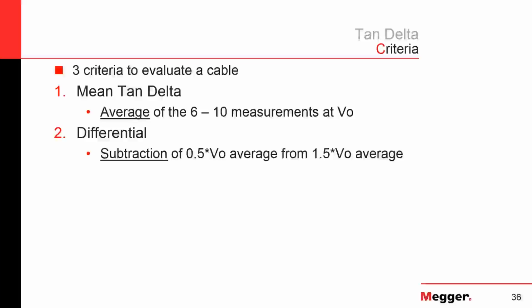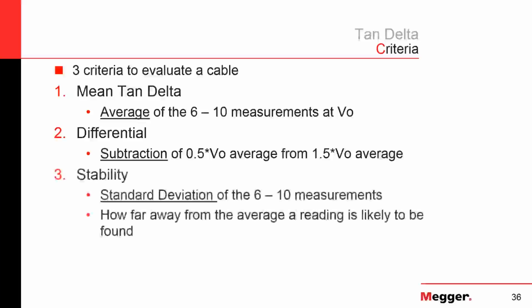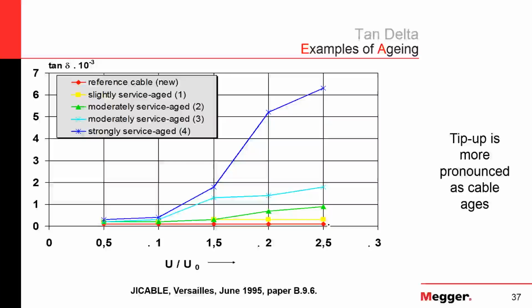The differential tan delta, that's the subtraction of the half rated average from the 1.5 times rated average. Just zip those 2 numbers down to an average and subtract them, and take that result and compare it to the IEEE chart. And finally, the 3rd criteria then is stability, or called time stability in the standard. This is the standard deviation of those measurements for the rated voltage measurements. And what this means is how far away from the average a reading is likely to be found.